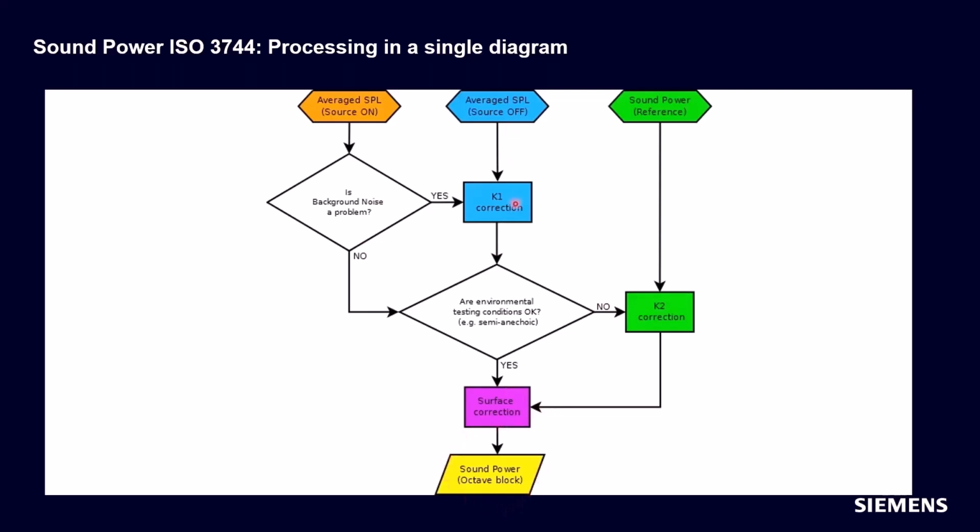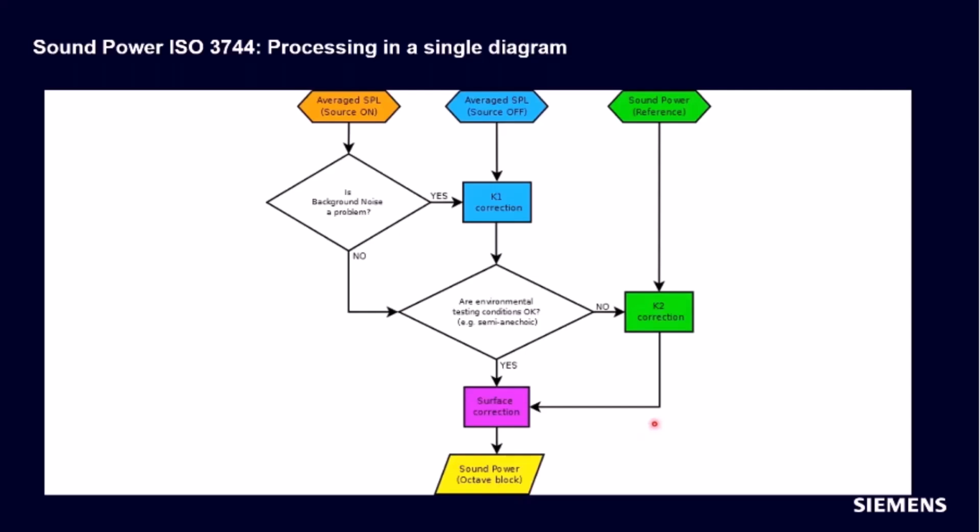When you measure the background noise, you check whether it meets the requirement of being 6 to 15 dB lower. If the background noise is only 2 dB lower, then this method is not suitable. But if it is between 6 and 15 dB lower, then you can use this K1 correction factor. If the background noise is more than 15 dB lower, then you can just ignore the K1 correction. Once you have the average sound pressure and you check the K1 and then apply the K2, you can do the surface correction to compute the sound power.